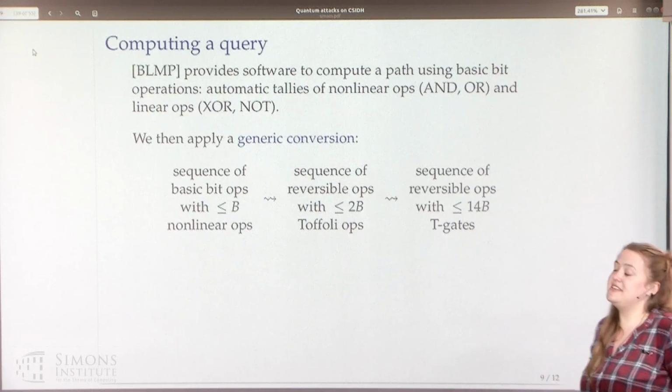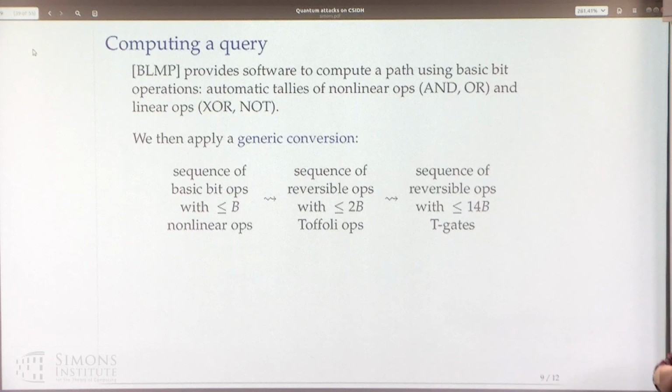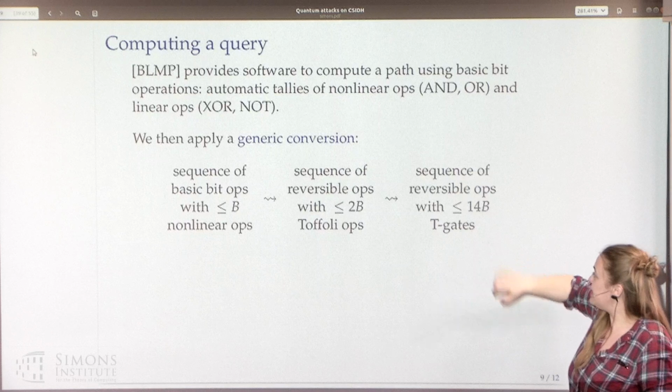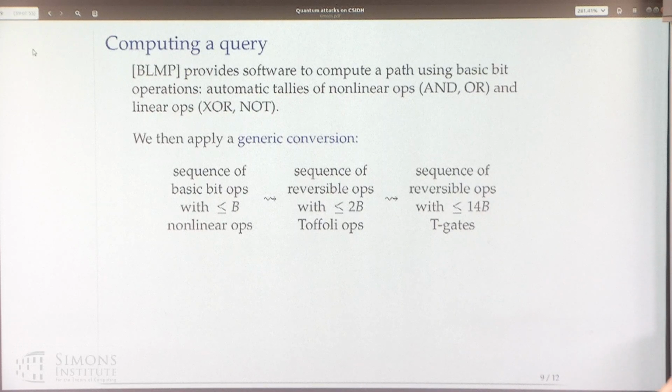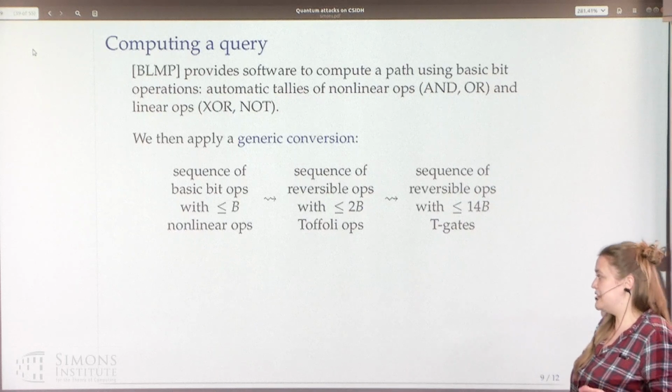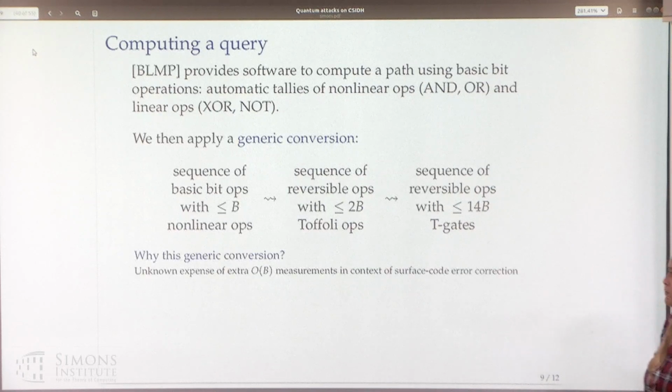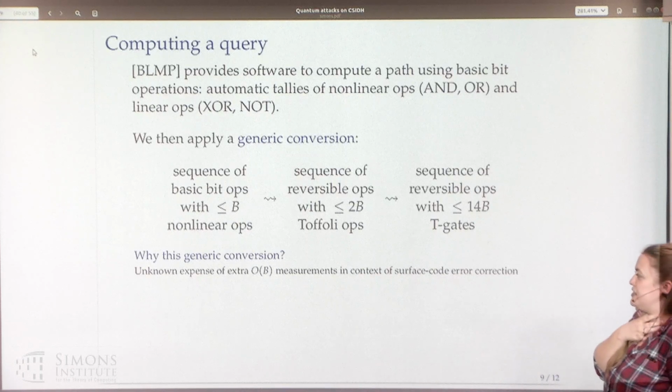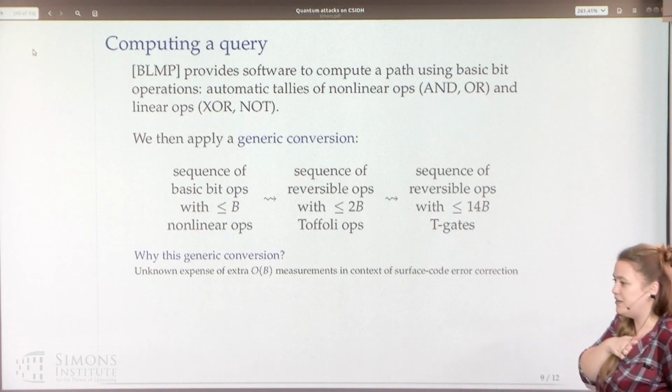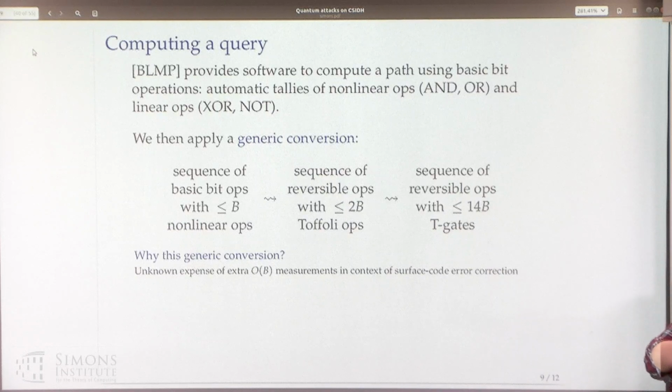So you might wonder why this is the generic conversion we use, and not the one where you can turn it into at most 8 BT gates at the expense of O of B measurements. And well, this is just what we chose to do because B is very large for us, and it's an unknown expense at the moment in the context of surface code error correction. So that's what we chose to do. Maybe it was a bad choice. Please go home and look at it and tell us if it was a bad choice.